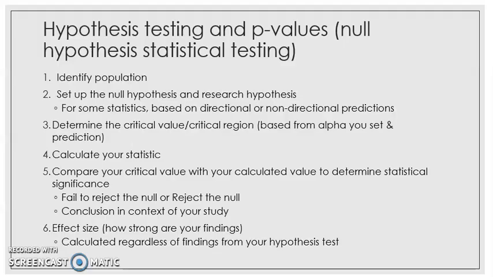The next thing that we're going to talk about is hypothesis testing. Hypothesis testing is looking at what steps we take. So the first thing that we're doing is identifying our population. When we run inferential statistics, you take data from a sample and draw inferences or generalizations to that population.